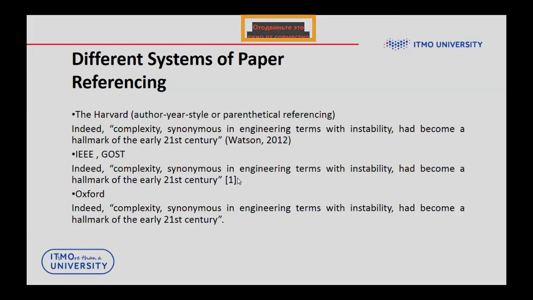For example, if you cite something, it will be the first citation, then the second, third, and so on. And at the end of the document, again, you will have a list of information about these papers: author, title of the paper, name of the journal, etc. So the difference is in the ways you can show that this information was taken from somewhere else.